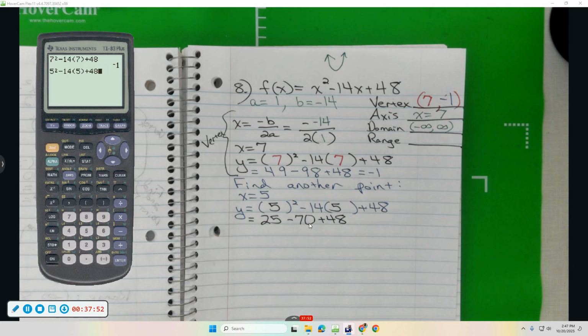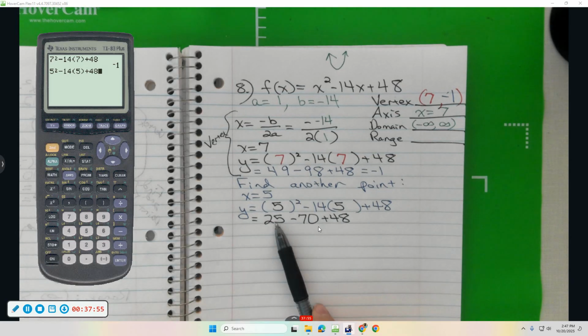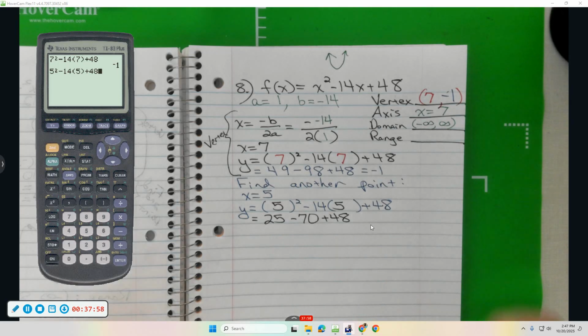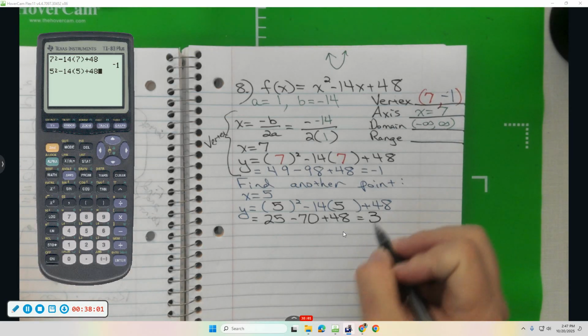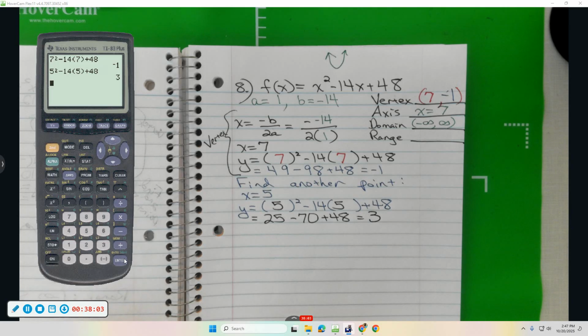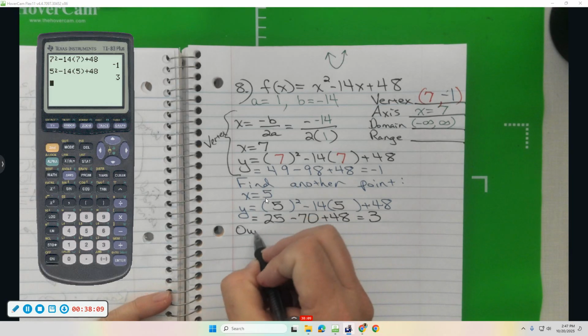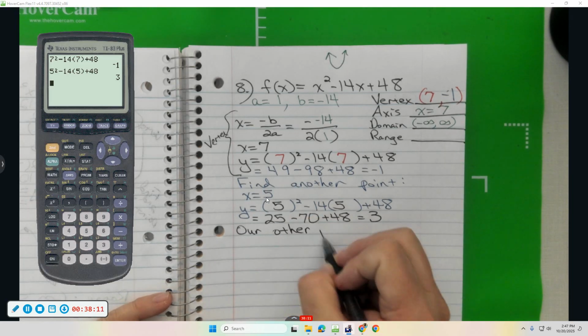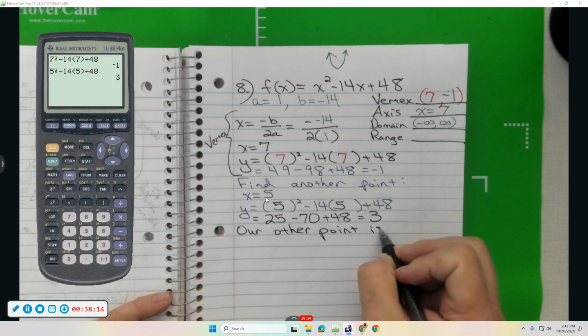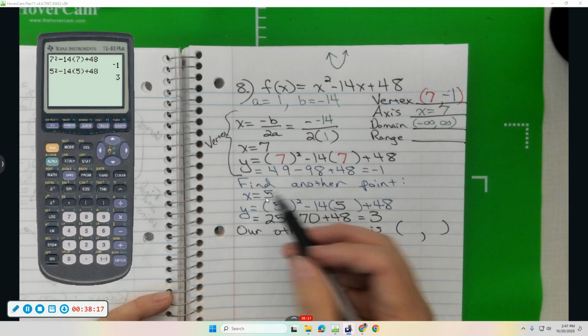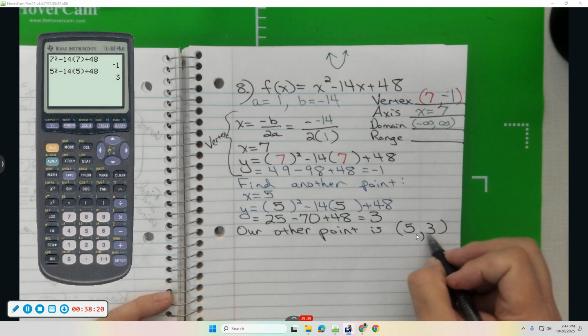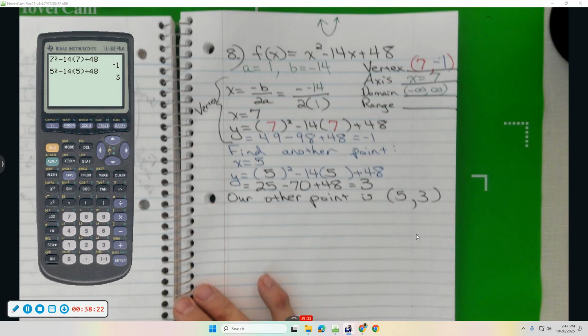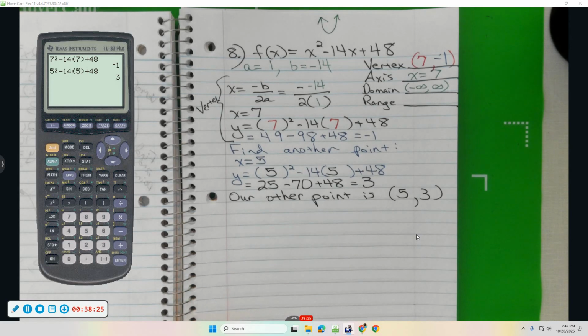25 minus 70, is that a negative 45? I'm getting a negative 45 plus 48, which gives me a y value of 3. So we found our other point. The other point that we're going to use, our second point, is the ordered pair 5, 3. And there's some leeway, like you could choose 6, it would work. Couldn't use 0 for the x value, but I think 4 would still be okay.